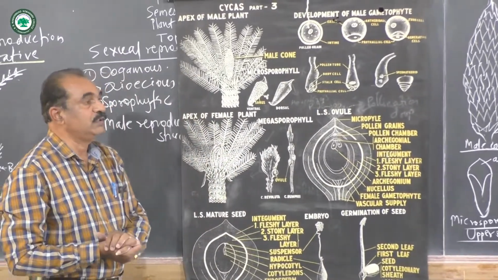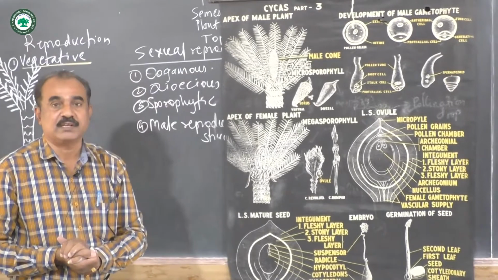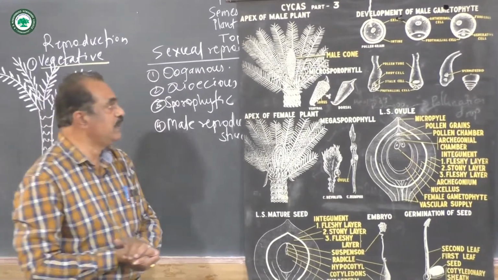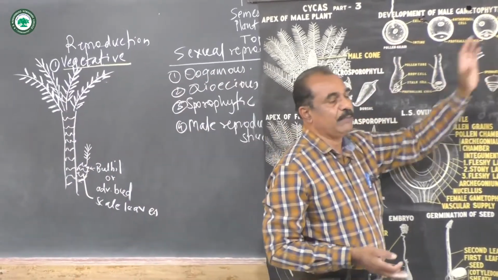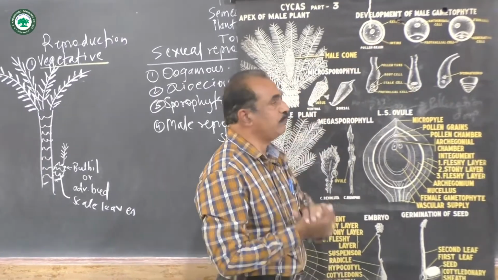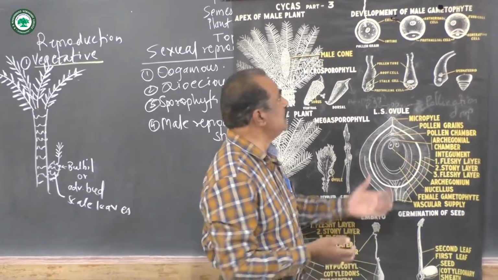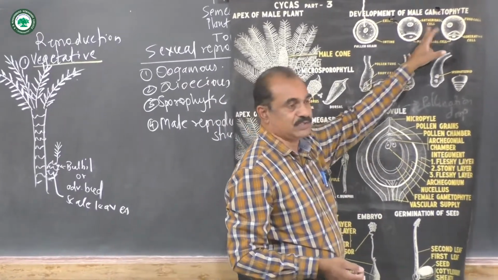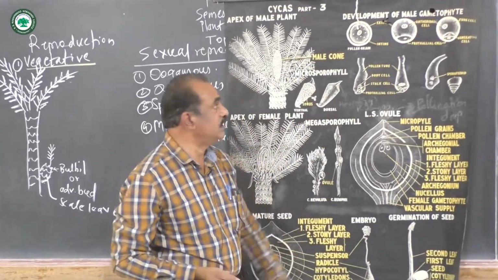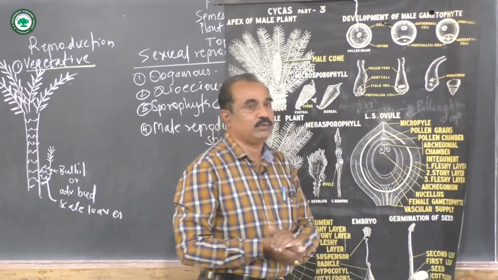Now from this, the proper male reproductive structure, that is the male gametophyte, is getting developed. So this is the sequence of the male gametophyte. Now this is the microspore or the pollen grain. First it divides into two unequal cells. The upper large cell is called the antheridial initial cell. It is called the antheridial cell, and the lower small cell is called the prothallial cell.